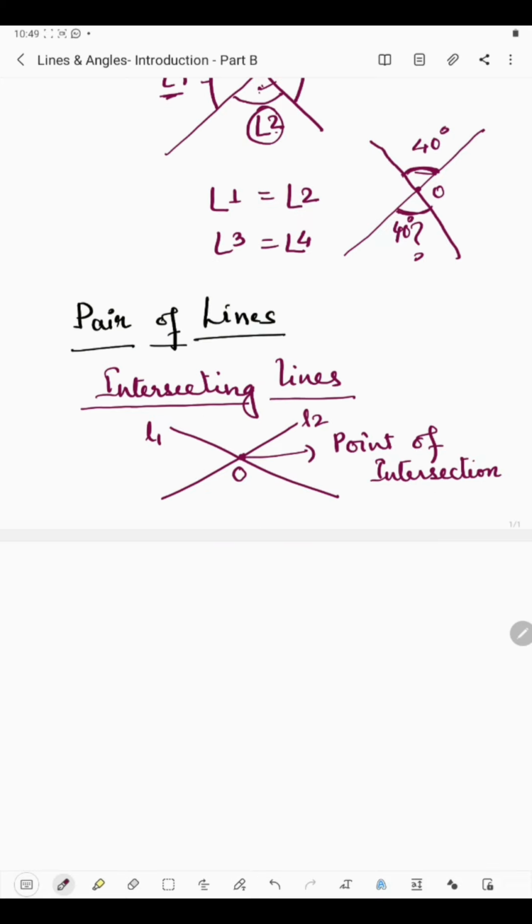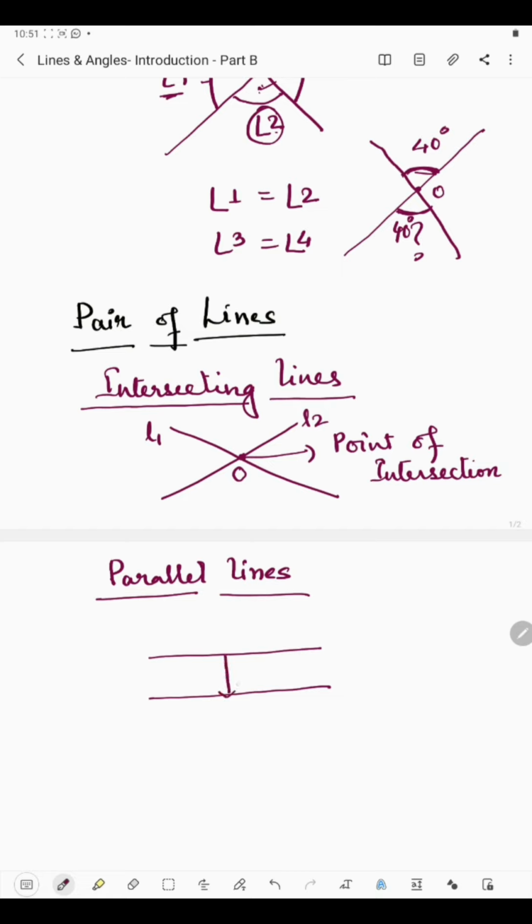Now we have parallel lines. What are parallel lines? Parallel lines are lines which never intersect, and the distance between the lines will always be the same. So these L1 and L2 are parallel lines which never intersect.